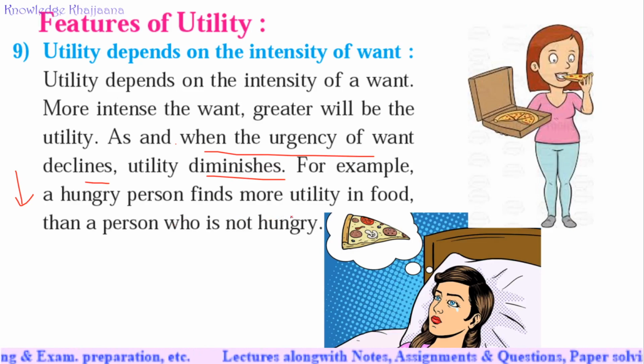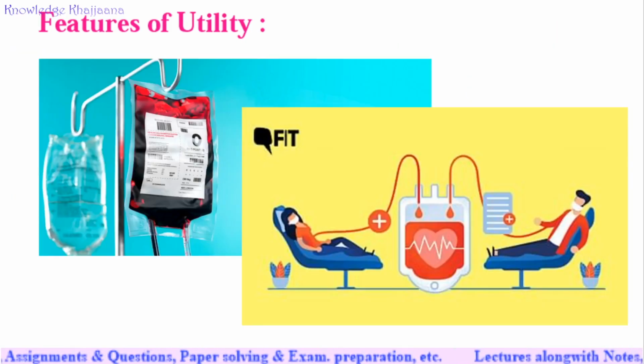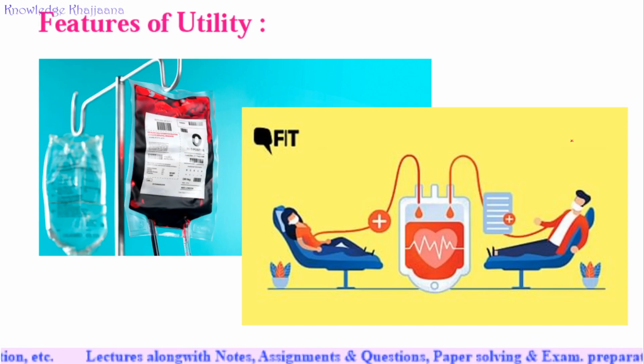See, for example, similarly, medicines have utility when we are sick, right? A thirsty person derives more utility from a glass of water than a person who is not thirsty. A bag of blood, see, to a patient who requires it in the hospital has more utility because he has a more intense want for it. So utility depends on the intensity of want.